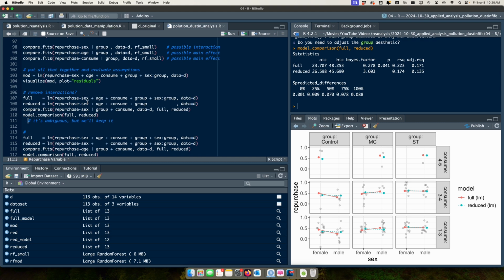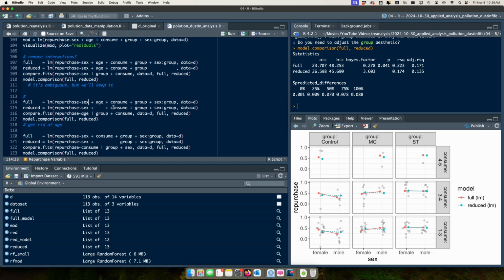P-value, on the other hand, says we should accept the full model, R squared, explaining about 5% of the variance. Adjusted R squared also goes with the full model. Again, it's ambiguous, but only because of the BIC and the Bayes factor. Everything else says that we should go with the full model. So provisionally, I'm going to go with the full model.